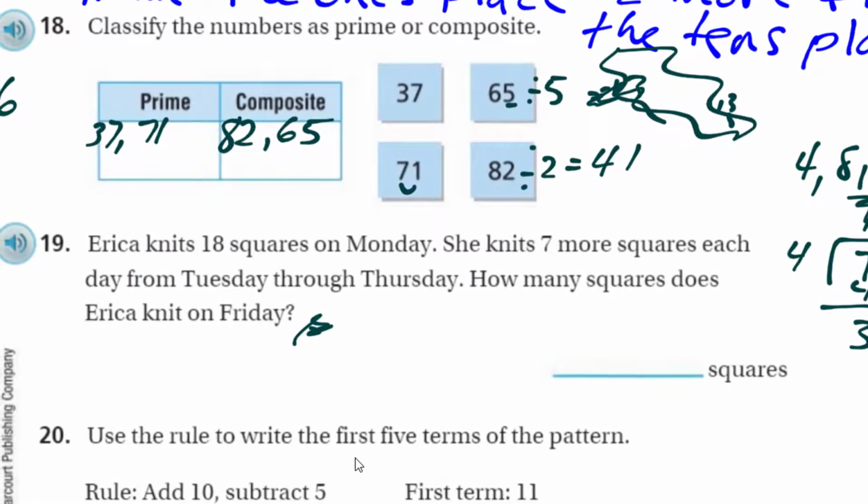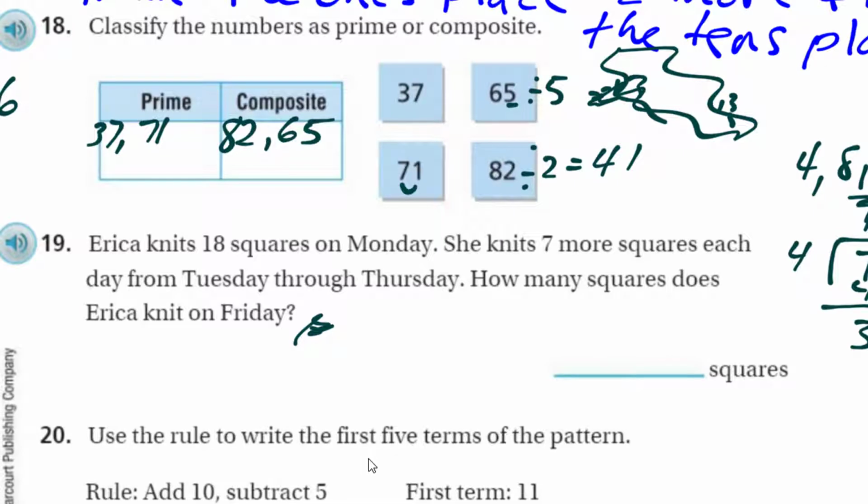Okay, Erica knits 18 squares on Monday. She knits 7 more squares each day from Tuesday through Thursday. How many squares does Erica knit on Friday? So it's kind of like a pattern deal, huh? Well, we have 18 that she did on Monday, and then she did just 7 more. That's interesting. She got a really head start. Monday she worked hard. 7 more squares each day from Tuesday through Thursday. 7 more squares. So then I'm seeing a pattern, right?